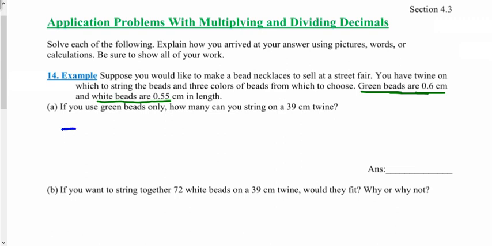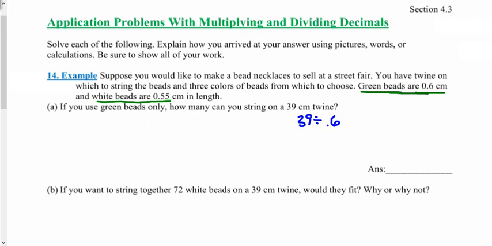So what we've got here is this long string, and we're going to put little green beads on here, boop, boop, boop, boop, like this, and we're going to see how many of them fit. And so to me, that seems like a division problem, right? We're going to start with 39 centimeters, and we want to divide it by 0.6. The reason we're doing that is we only care about the green beads together. Okay, so let's go ahead and do that.